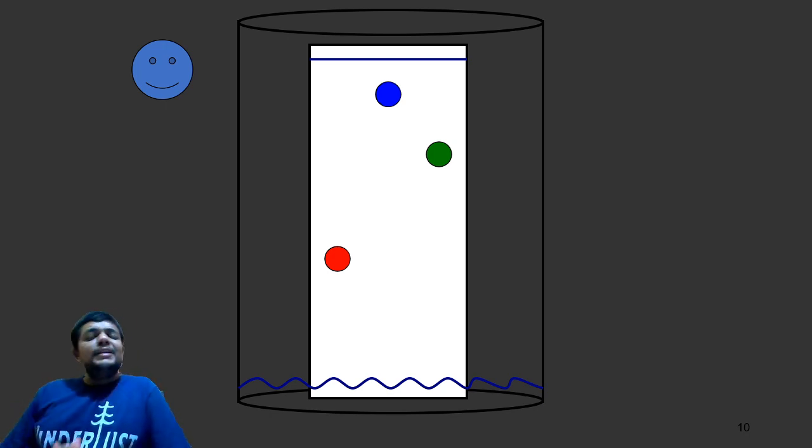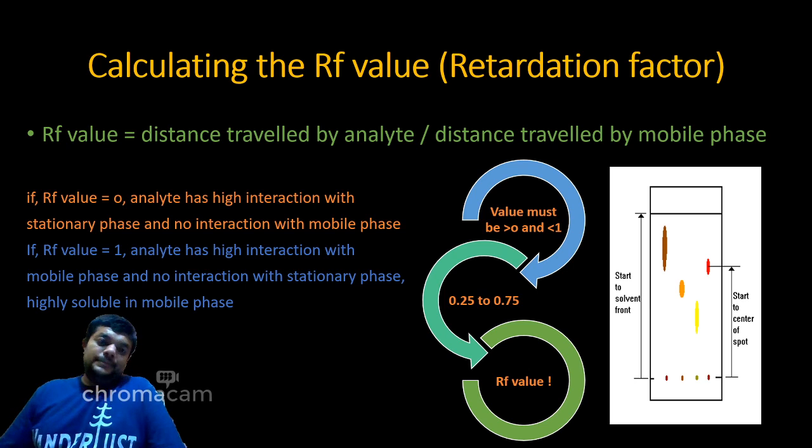How? If in an examination we are given a red, a green and a blue test tube with samples filled inside, and we are asked to identify which is most polar and which is least polar, we'll place the spot. We know that the plate is polar, and hence we can judge that the spot that moves the least will be polar, and the one that moves faster will be non-polar. So this is the magic of thin layer chromatography.